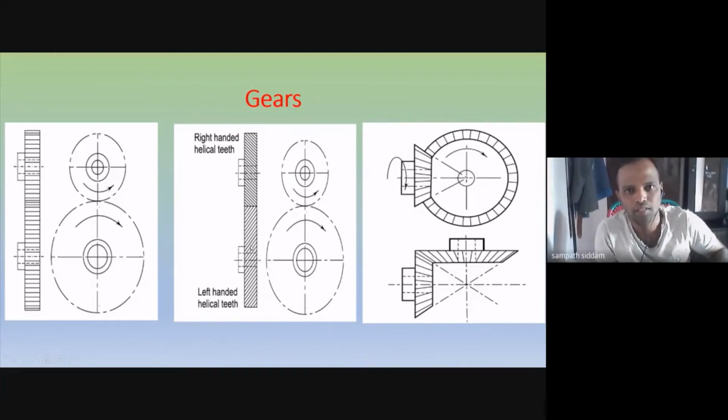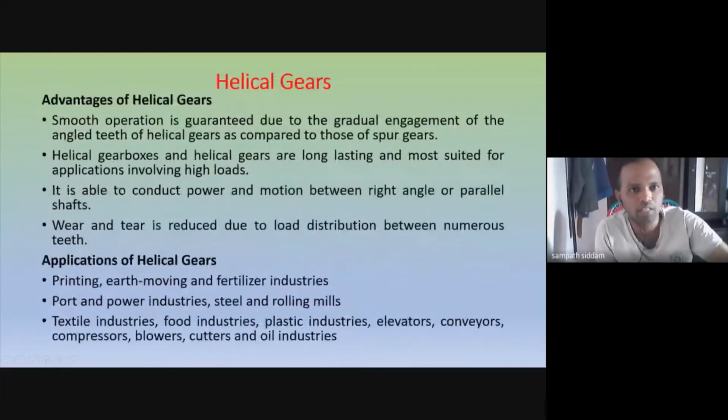So when you go on to the advantages of helical gears, smooth operation is guaranteed because of the shape of the angle inclination. And next, helical gearboxes and helical gears are long lasting, more suited for applications involving higher loads, which we just discussed before. And it is able to conduct power and motion at right angles or parallel shafts also. Previously it was used only for parallel shafts. This can be used for right angles or parallel shafts also. Both can be used for power transmission.